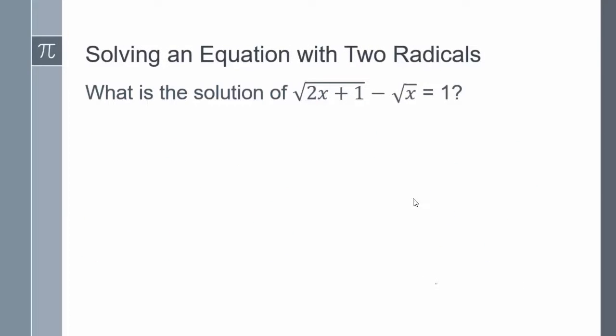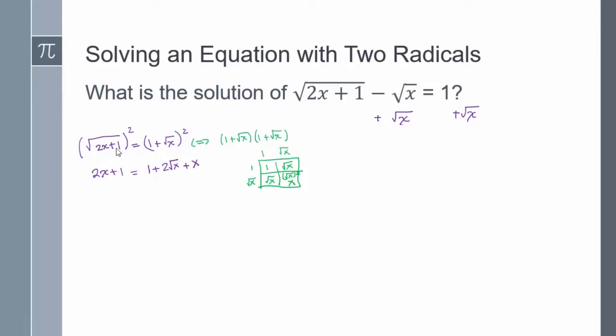In this equation, we are to solve the square root of 2x plus 1 minus the square root of x equals 1. Start by separating the radicals. So I am going to add the square root of x on both sides to get the square root of 2x plus 1 is equal to 1 plus square root of x. Square both sides of the equation. Square root of 2x plus 1 squared is going to be 2x plus 1.